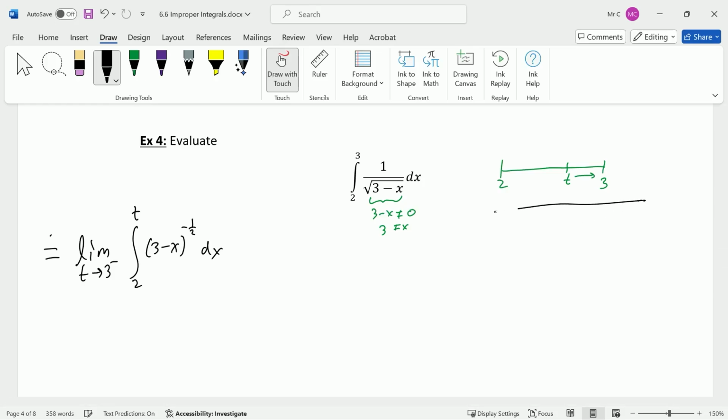Now I do need to do a little substitution here. u equals 3 minus x. So du is negative 1 dx. Or in other words, dx is negative du.